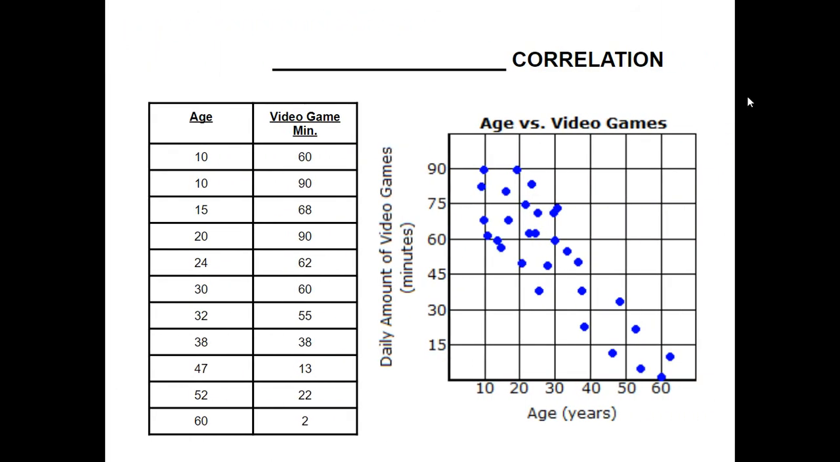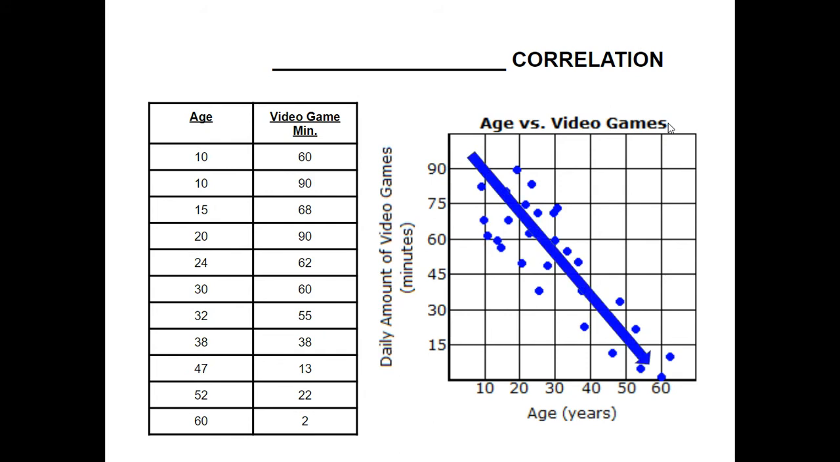Let's take a look at this one. This is age versus video games. The age of people and how often or how many minutes they're playing video games. Now, if you take a look at the table, you can see as you draw your eyes down, as the age increases, the amount of playing video games decreases. And you can see from the scatter plot too. Of course, the points are scattered about, but they tend to fall.